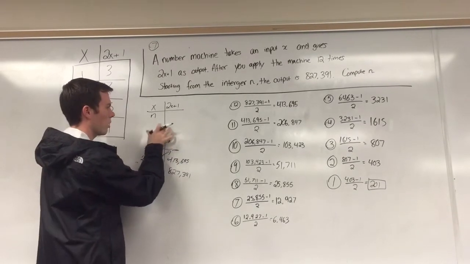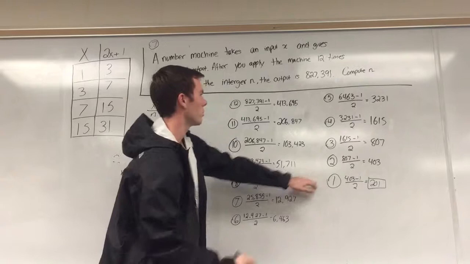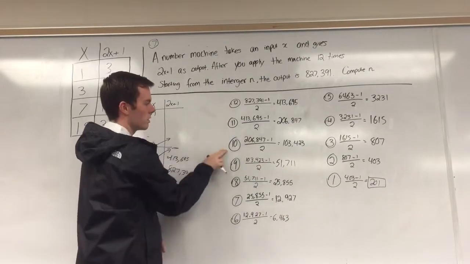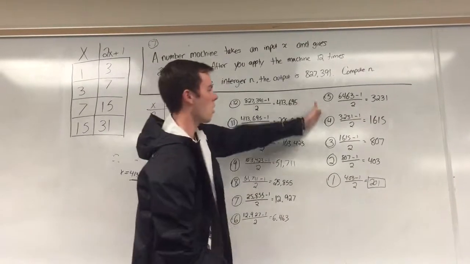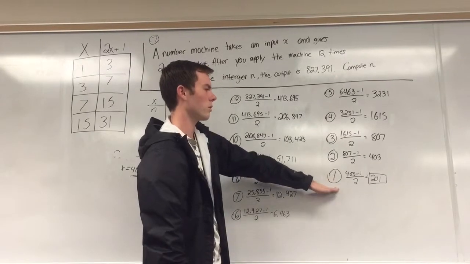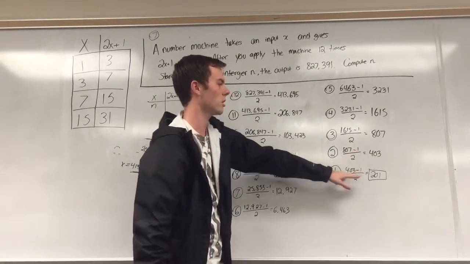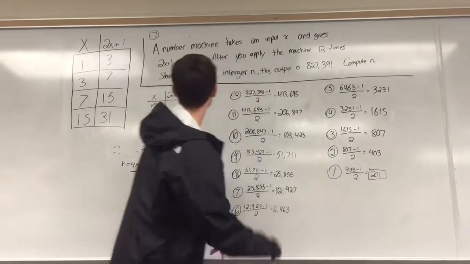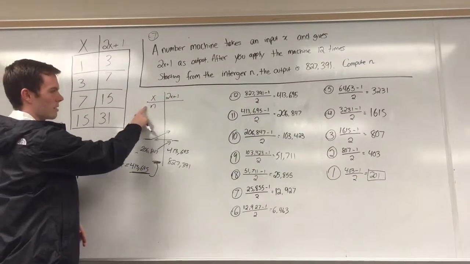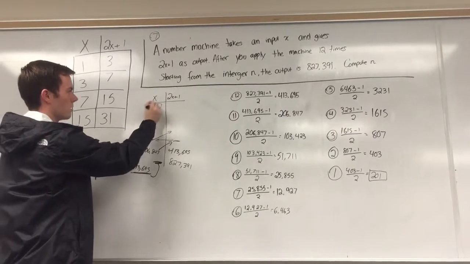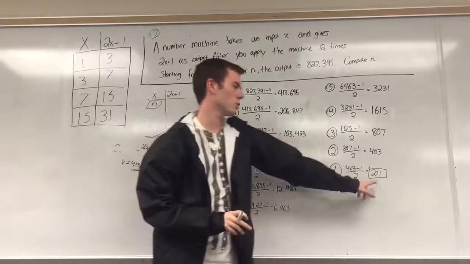And you keep working your way up until you get to the very first one. So I numbered them here, 12, 11, 10, 9, 8, 7, 6, all the way up to 1. And when you do the very first one and plug 403, which was this number here, into the equation, you get the n, or x. The first x is going to be 201, which is what our n is. So the answer is 201.